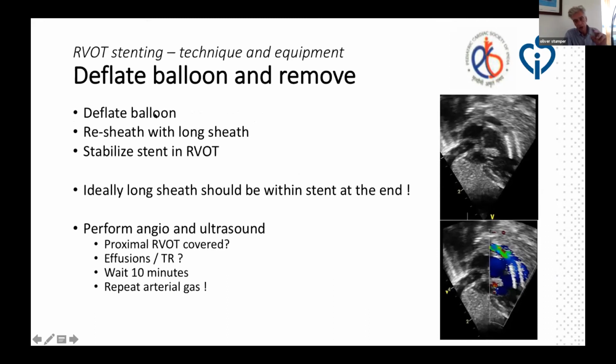I then normally try to touch the stent with the long sheath and really try to re-sheath the balloon with the long sheath. We stabilize the stent in the RVOT. And ideally, the long sheath should be within the stent at the end of balloon retrieval. Then we do another sidearm angio through the long sheath and do a cardiac ultrasound, epicardial, precordial, subcostal, and really double check that the proximal RVOT is covered, that there's no effusion, TR.